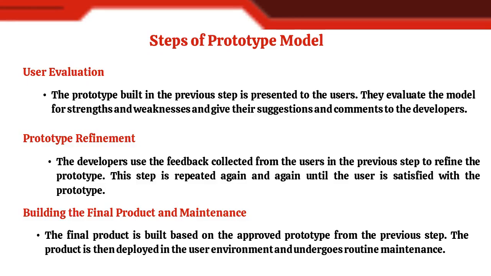The sixth and final step is building the final product and maintenance. The final product is developed based on the approved prototype. It is then deployed in the user environment. Routine maintenance is carried out to fix any issues and update the system as needed, ensuring long-term reliability and performance.